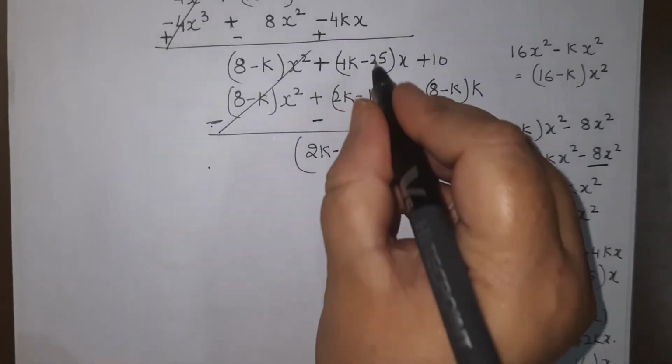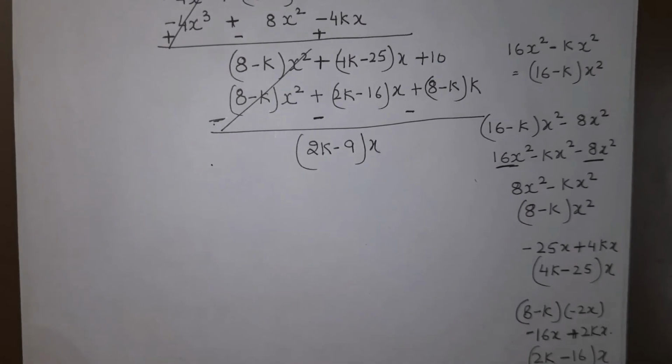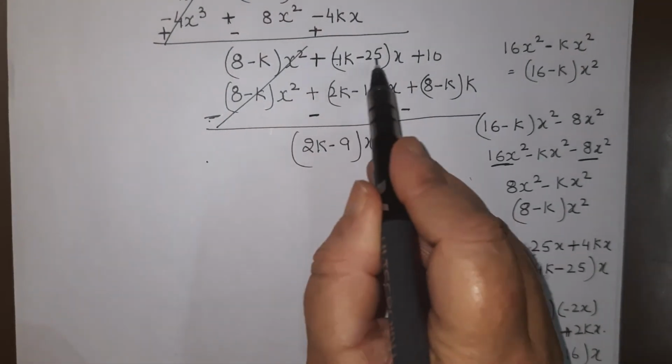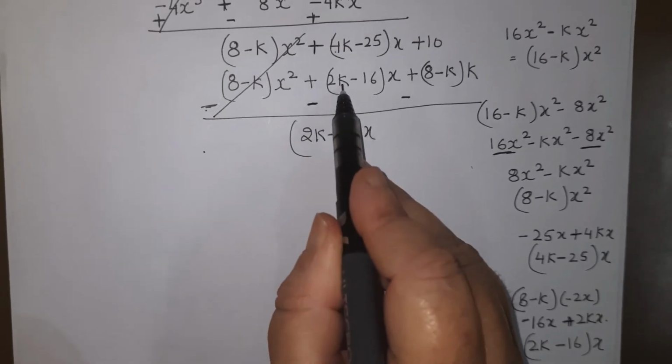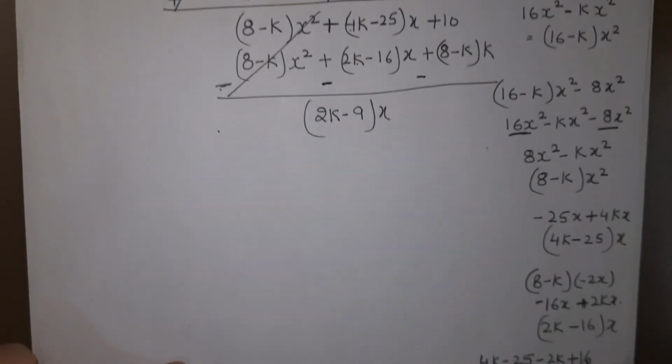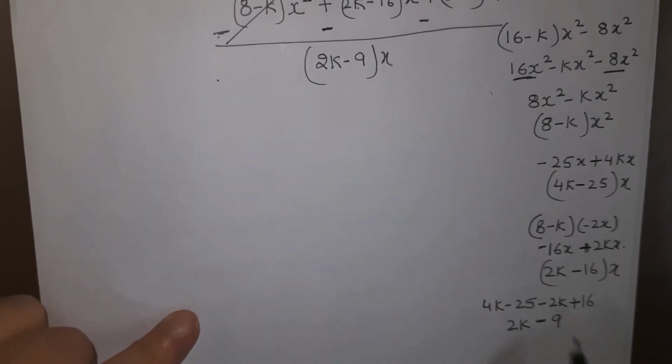I have solved these two brackets. x is the variable with it. You can see it again. 4k minus 25, the minus sign is with this bracket. So this becomes minus 2k and this becomes plus 16. So this is 2k minus 9 x.